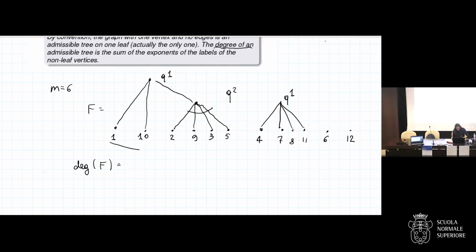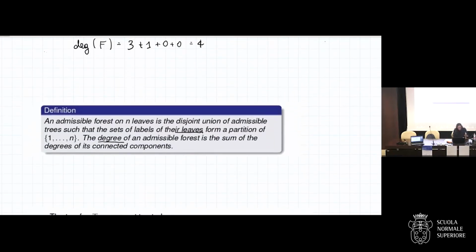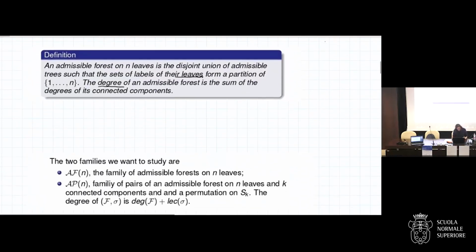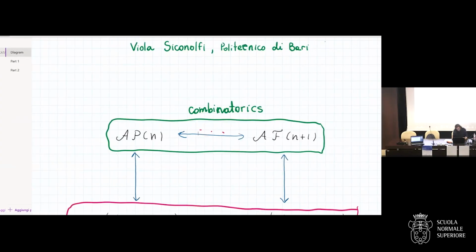is the degree of the first tree, which we already know is 3, plus the degree of the second tree, which is 1, plus the degree of this tree with 1 leaf, which is still a valid tree with degree 0. And so it's 4. Okay. So what we have here is this family of admissible forests, which are graded graphs. Now, let me go back to this slide.